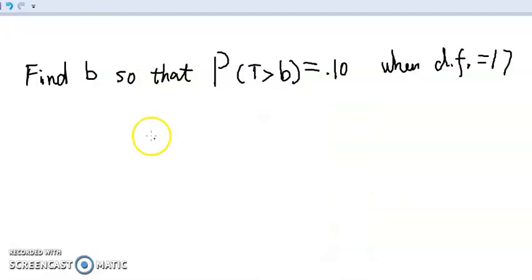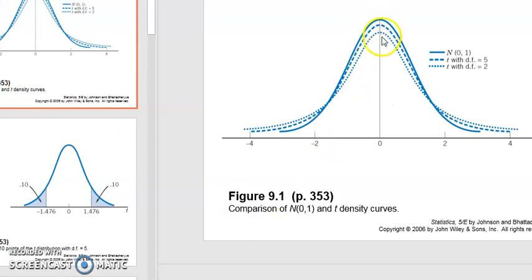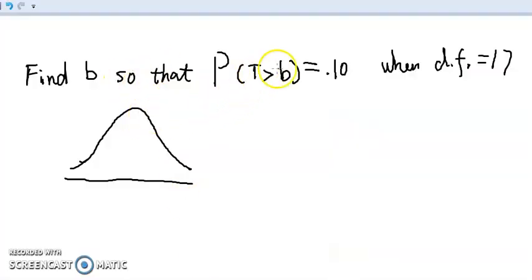Let's look at an example. Find b so that P, the probability, P means probability, for t greater than b is equal to 0.10, which is 10%, when degrees of freedom are 17. So we look at the table. We can always sketch the graph to help us understand the problem. It's also bell-shaped, but the bell shape is a little different from what we looked at before. It's more spread out.